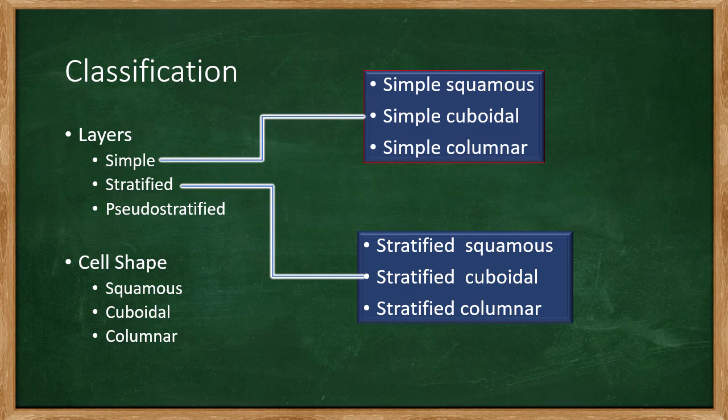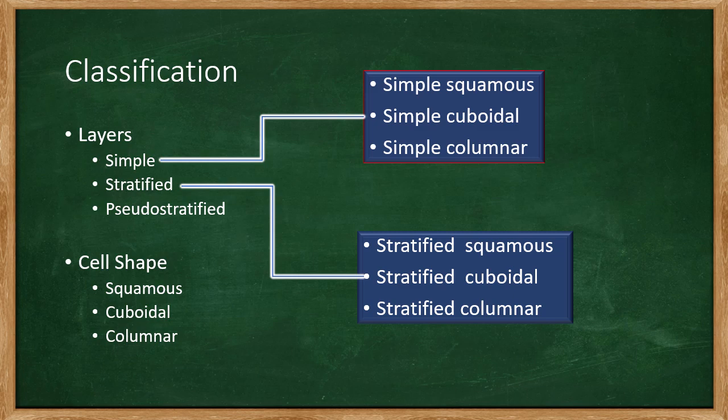Now, when it comes to shapes, the cell shapes can differ at different places. It can be squamous, it can be cuboidal, it can be columnar. Keeping this as the base of the discussion, we can have different combinations. I've listed a few, but these are not exclusive. There are others that will be added from time to time.